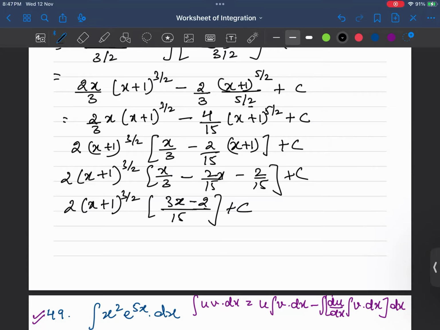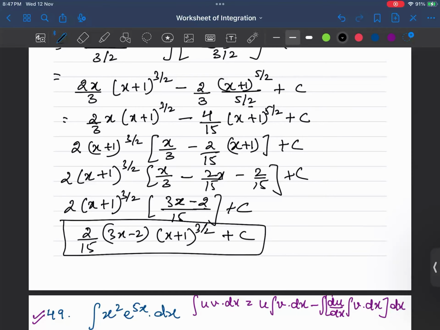Or even I can write it in this way, 2 upon 15. It can be 3x minus 2. It can be x plus 1 to the power 3 by 2 plus c. This seems to be the simplified one and simple. So that's why I solve it.